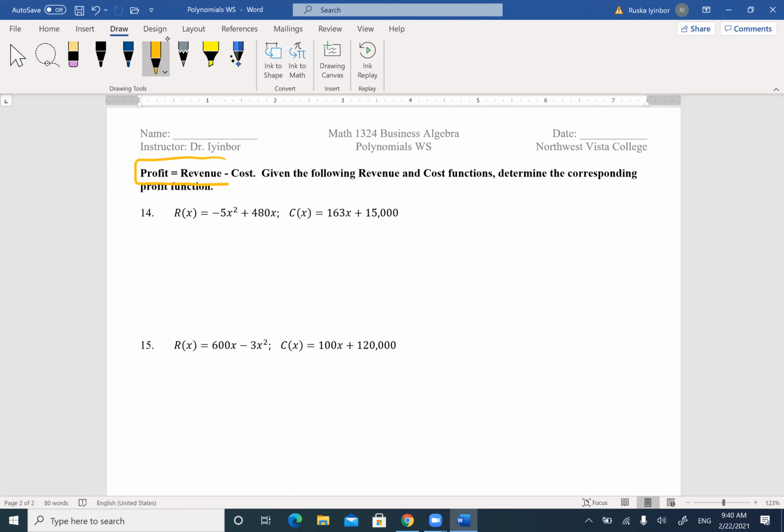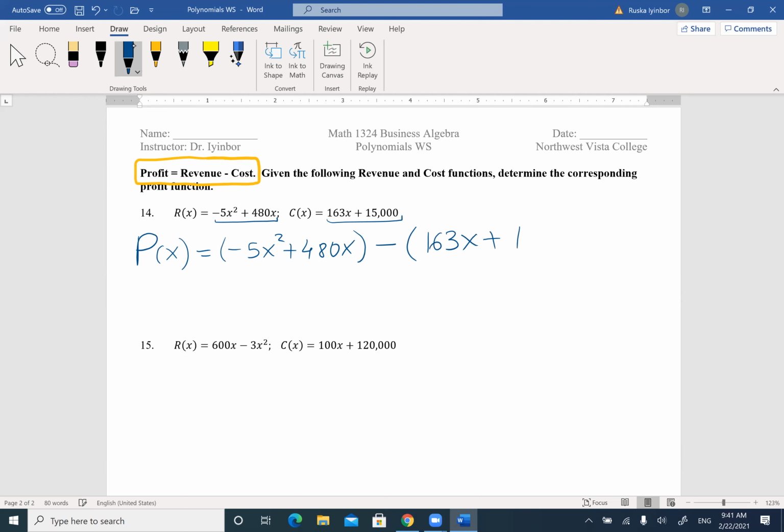The profit is always revenue minus cost. Okay, so here you're given the revenue and the cost, and you have to find the profit. And how do you do that? You just subtract those two polynomials, those two functions. So we have the profit, usually using P of x for the profit, is revenue. So I'm going to copy this, minus, copy this. So it's going to be negative 5x squared plus 480x. That's my revenue. Minus, I'm going to copy the cost in parentheses, 163x plus 15,000.